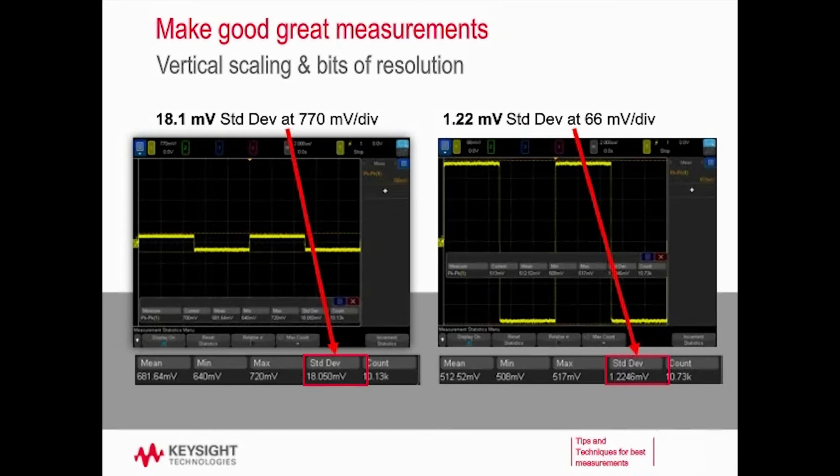Another important thing to talk about is that the bits of resolution of the scope matter, but you also have to consider the full signal path.